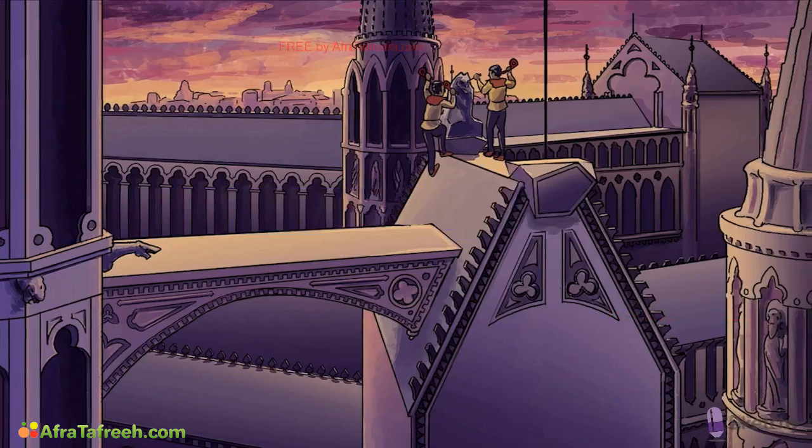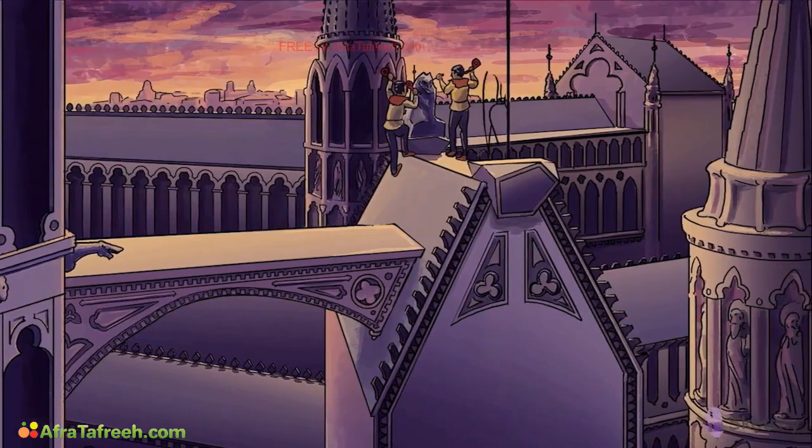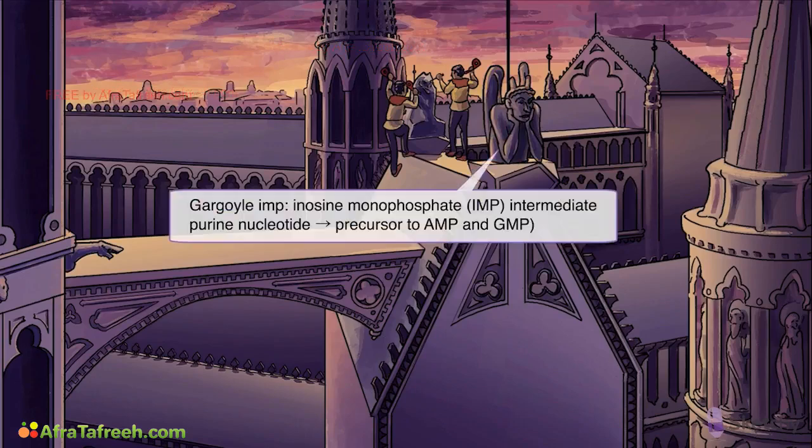And if you follow the roof line into the foreground, we can see the eventual product of this piecewise purine sculpture. It's an intermediate nucleotide in the purine synthesis pathway called inosine monophosphate, or IMP, represented here by this gargoyle imp keeping watch over the city of Paris, perched upon his ribose pedestal.